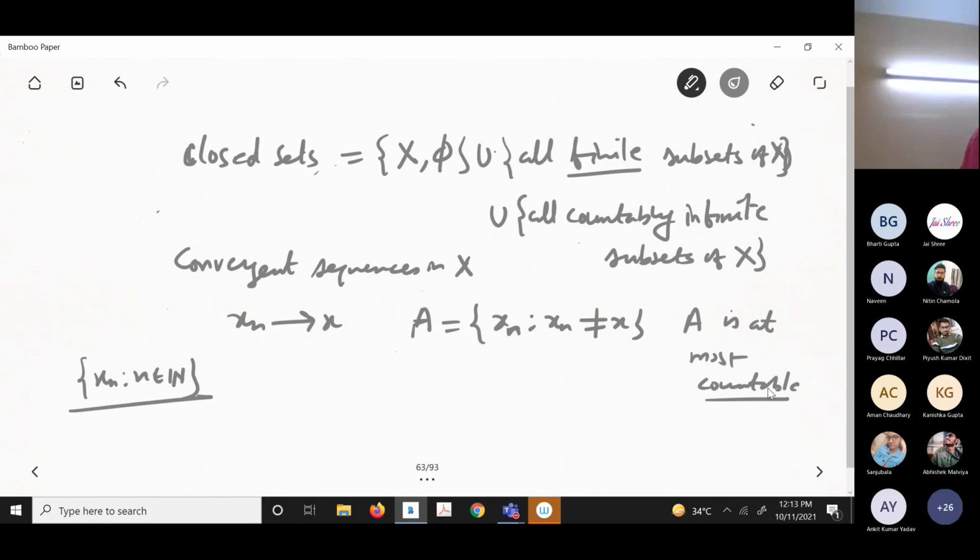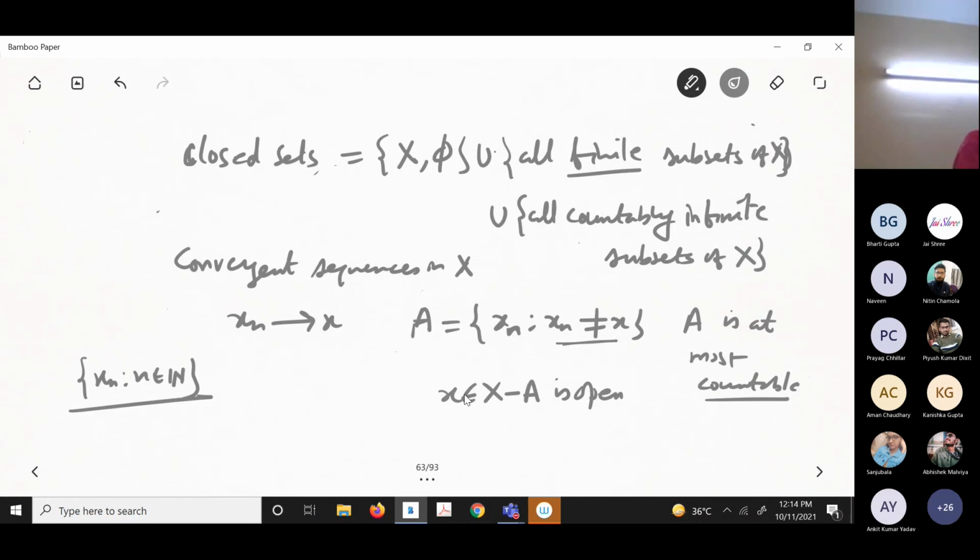So X minus A is open, because its complement is A, and A is at most countable, so it is open. And look, A is all those points where Xn is not equal to X, so X belongs to X minus A. Now X belongs to X minus A, and X minus A is an open set containing X.